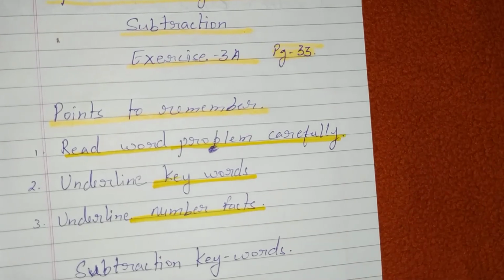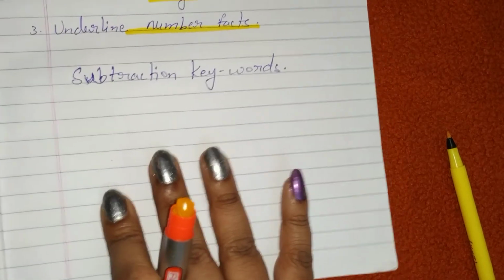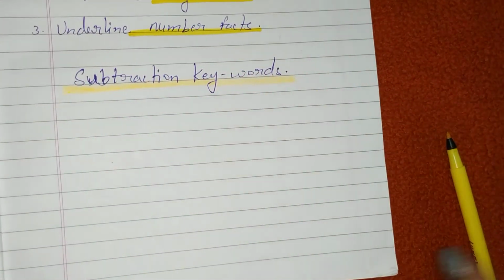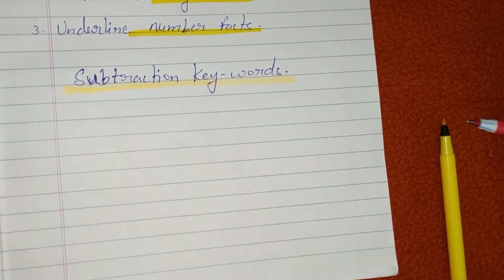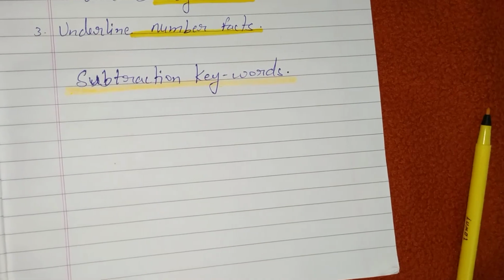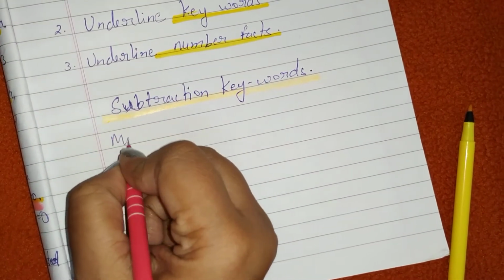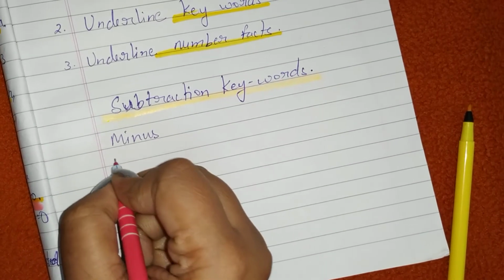This much is clear to you all, children? Now let's see what the keywords for subtraction are. Let's see what keywords help us know whether we are going to do subtraction or addition, multiplication, division. What? Minus. If minus is given, then you are going to do subtraction.